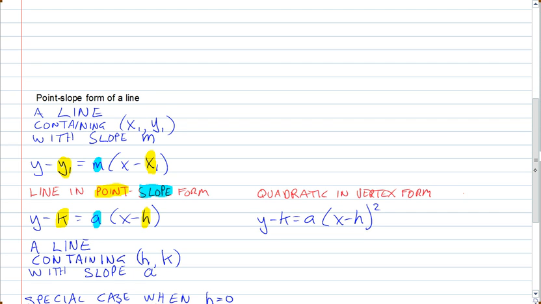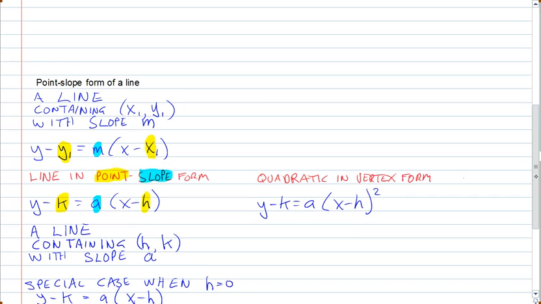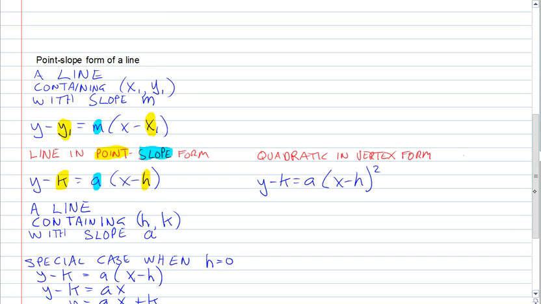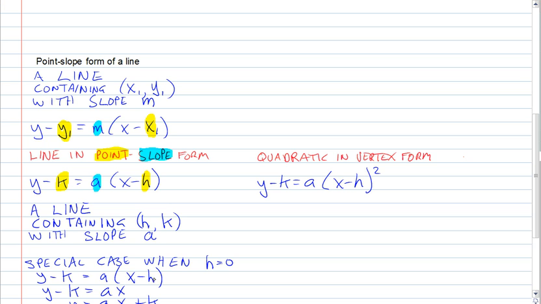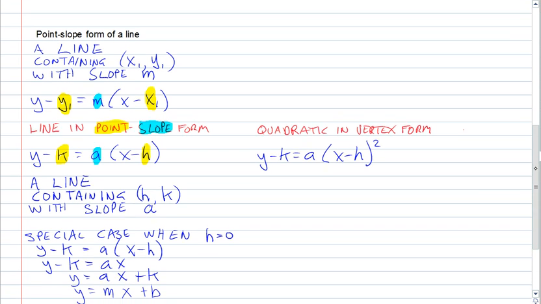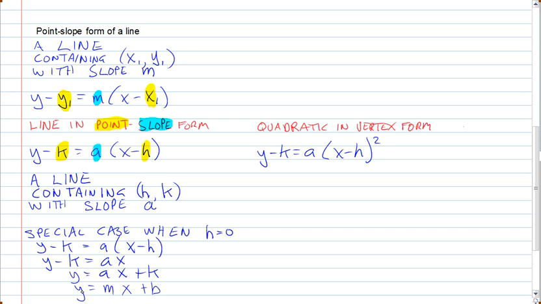Now let's consider a special case of the point-slope form, that is when h is equal to 0. So we rewrite y minus k equals a times (x minus h). When we let h equal 0, x minus h simply becomes x, so we get y minus k equals ax. If we add k to both sides, we get y equals ax plus k. That should look familiar. Most often you've probably rewritten that as y equals mx plus b.